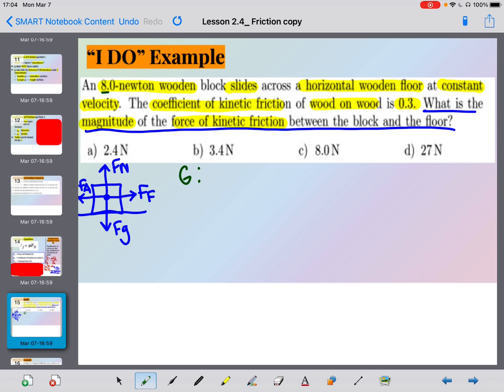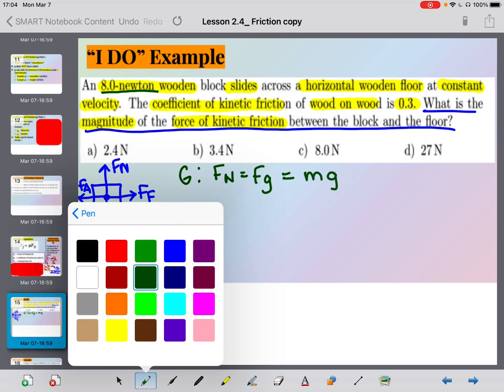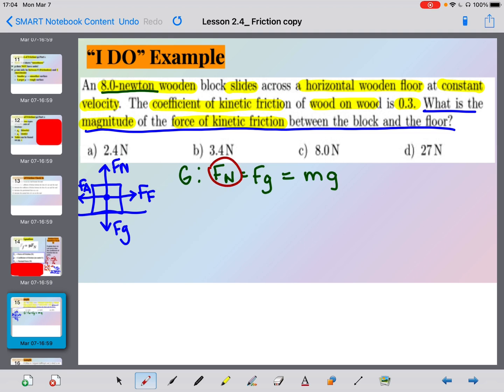So this 8 Newton wooden block, they're not saying that it is pushed or pulled, which means that that value actually doesn't represent a force applied. What it represents is the normal force. And if you remember this relationship, Fn equals Fg equals mg. I'm actually going to rewrite my g a little differently. Okay, so they gave us the normal force in this question.